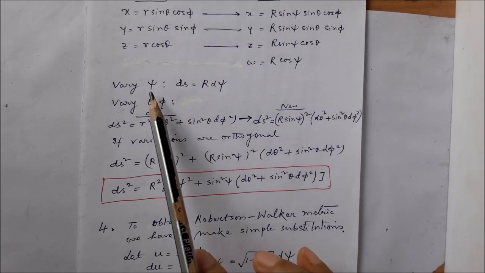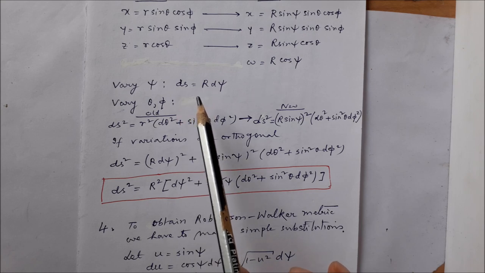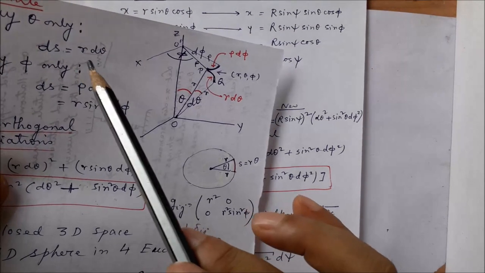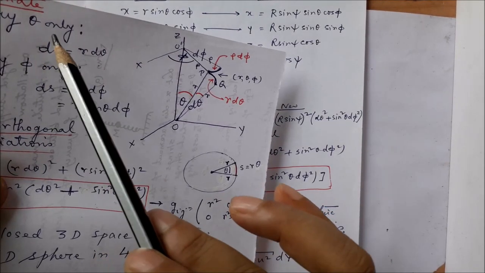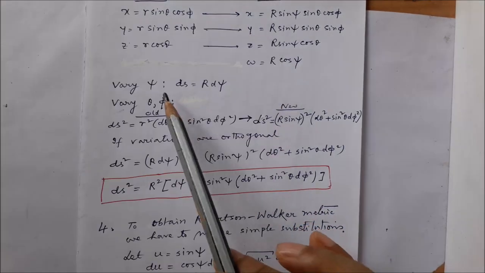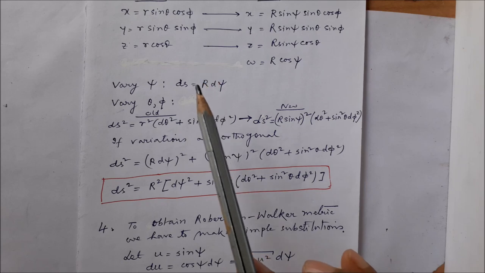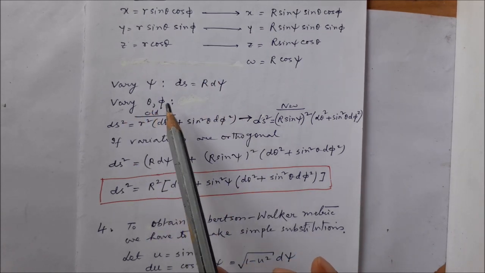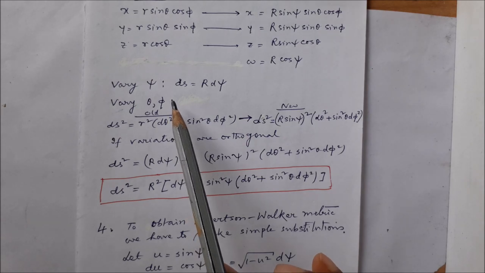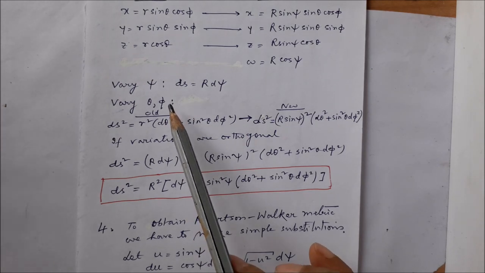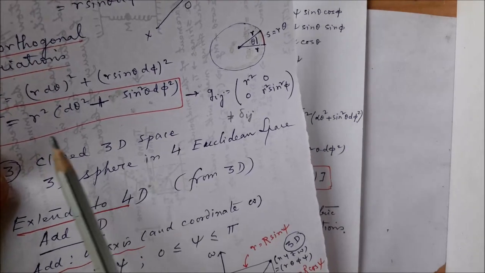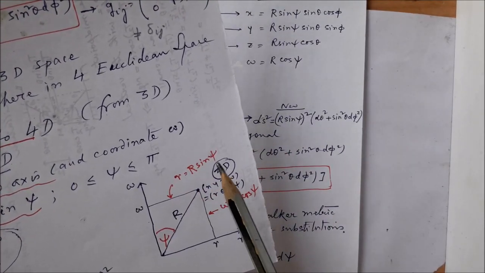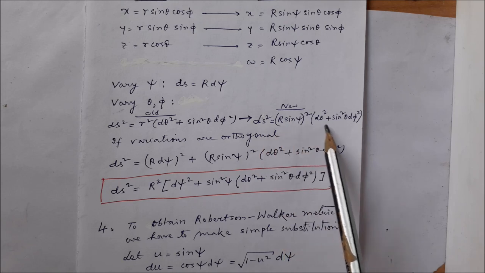Now vary psi, the distance traced will be R d psi. This is analogous to the result r d theta when we vary theta only, in the previous case. And when we vary psi, we keep theta and phi constant. Again, if we vary theta and phi only, that is, we keep psi constant, the result will be this one, where of course r has to be replaced by capital R sine psi. And therefore, we have this result.